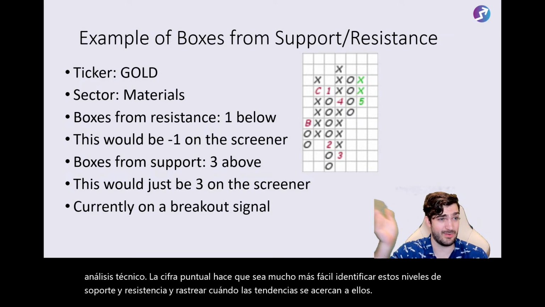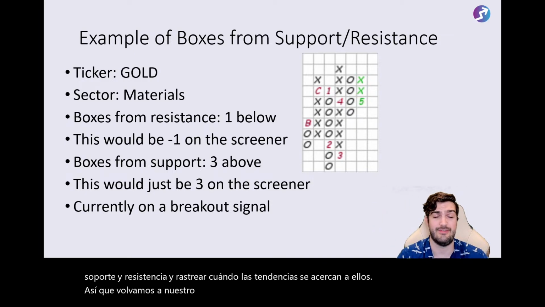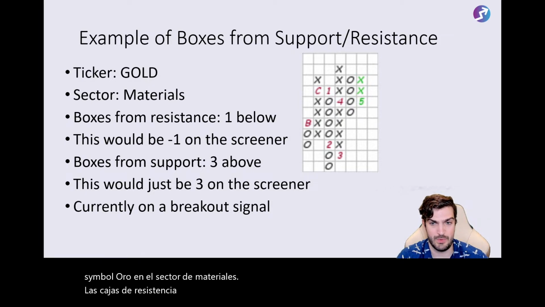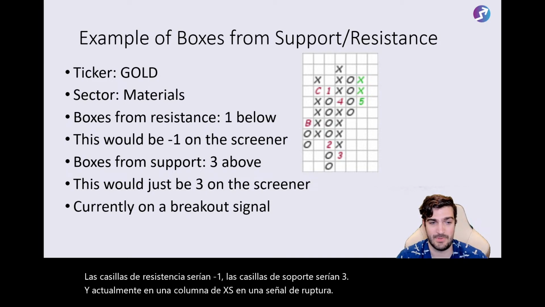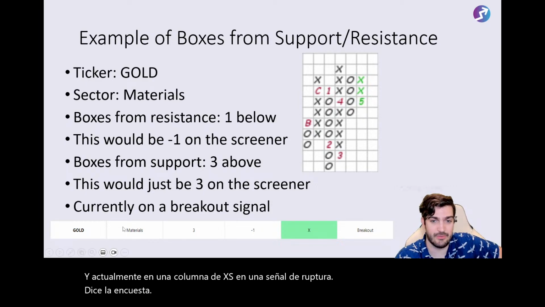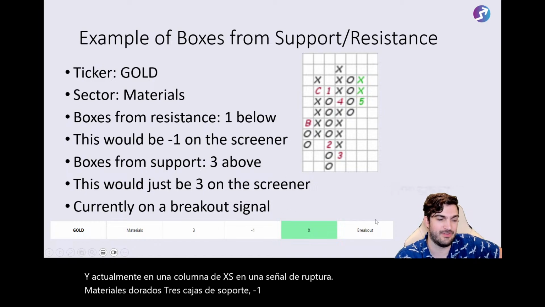So, back to our example here, let's put all of these different factors together. Ticker symbol gold in the material sector. Boxes from resistance would be -1. Boxes from support would be 3. And currently in a column of X's on a breakout signal. Survey says gold, materials, 3 boxes from support, -1 box from resistance, column of X's, breakout.